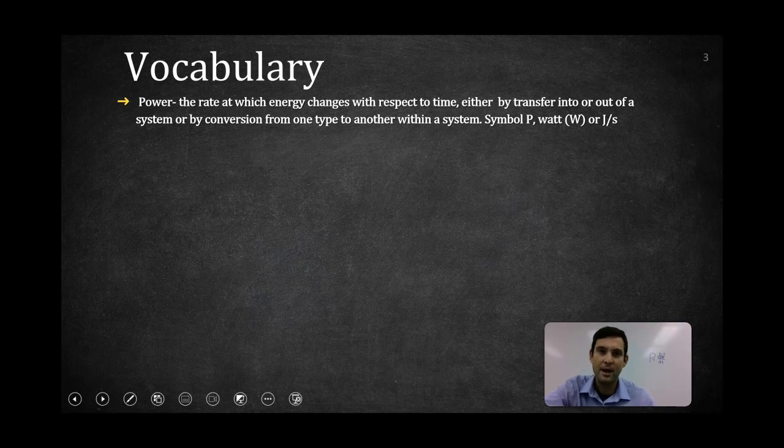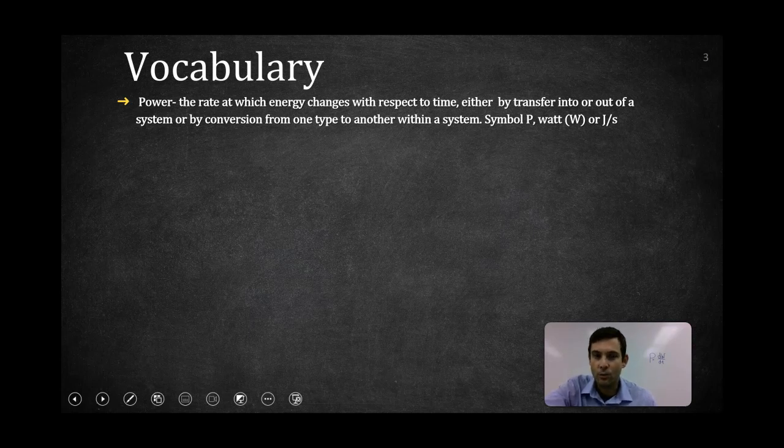The symbol we use for power is capital P. We use the watt as our unit of measurement. For watt, we use capital W. Be careful not to confuse capital W, the unit, which is the watt, with capital W, the symbol, which is for work. And then we should also throw in there lowercase w for weight.